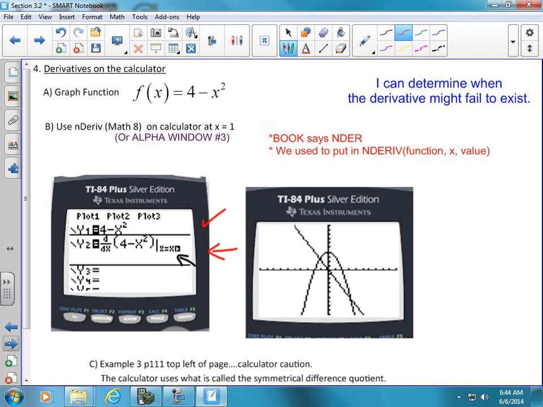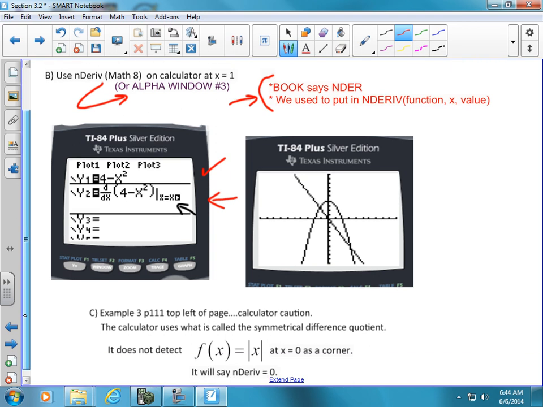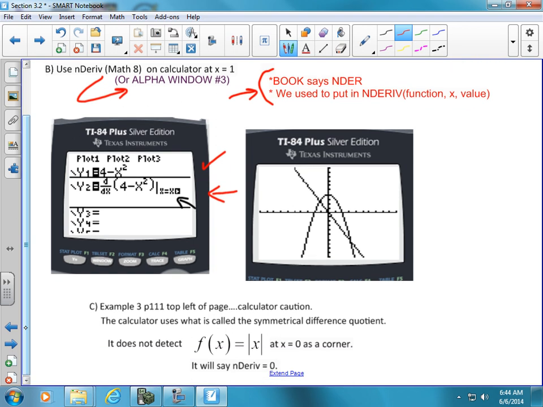The book says enter, but our calculators have been updated since this book. So you just press Math 8. You get the notation that you see here on Y2. And in order to graph something, you just put x equals x. If you want to find a specific value of a derivative, you put x equals the number, and it tells you. Also, instead of Math 8, you can do Alpha Window 3. Either way. And this tells us about what we used to have to do in the dark ages before Math 8.